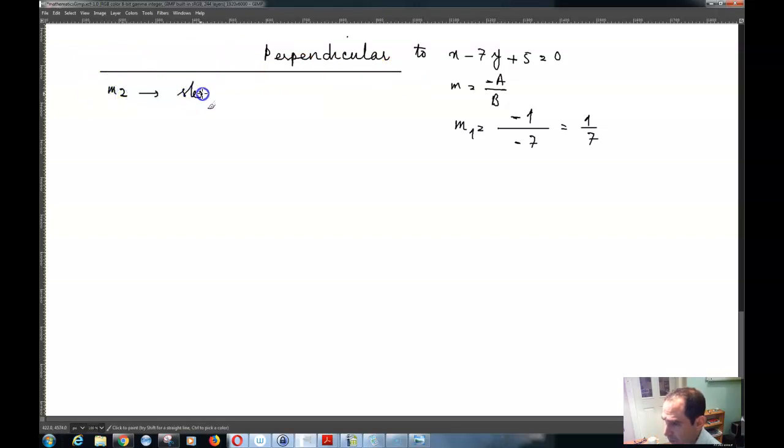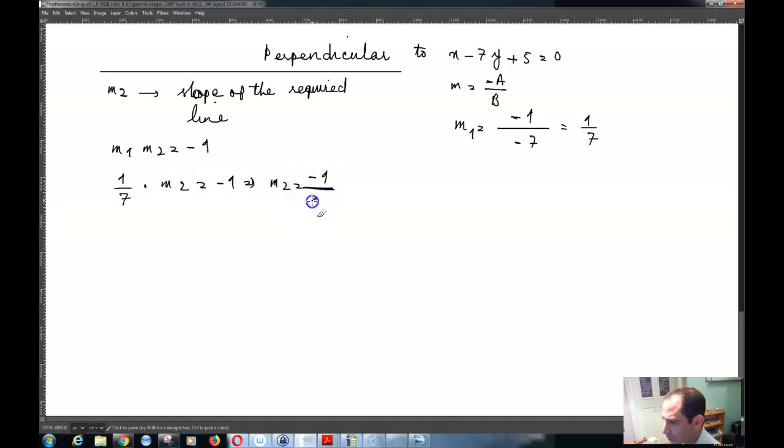That is the slope of the required line. Now, since the two lines are perpendicular, I can write m1 times m2 is equal to negative 1. Or I can write basically 1/7 times m2 is equal to negative 1, which means that m2 is equal to negative 1 over 1/7, which is equal to negative 7. So you can say that m2 is equal to negative 7. That is the slope of your line.